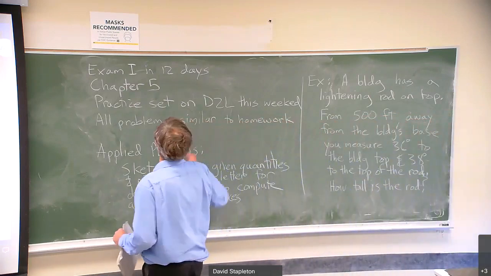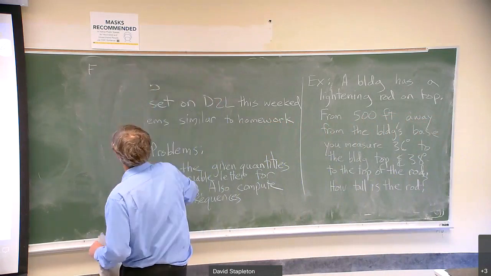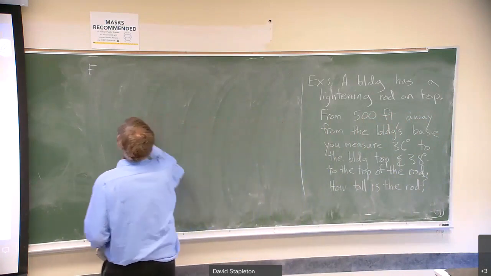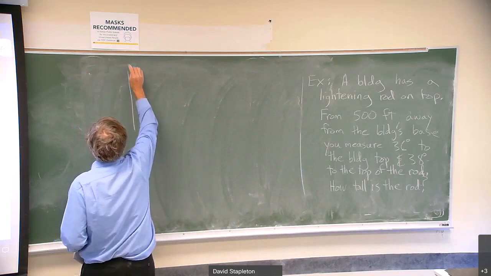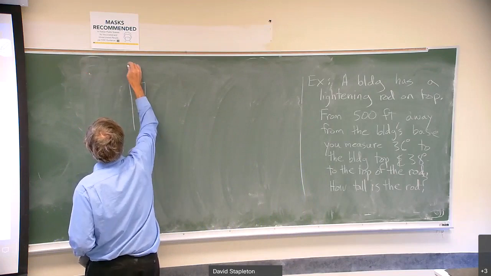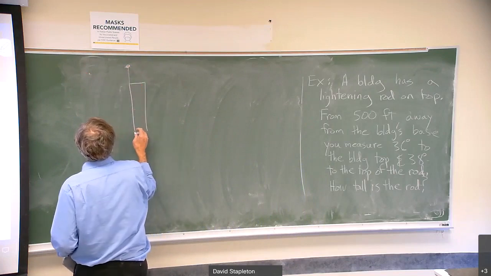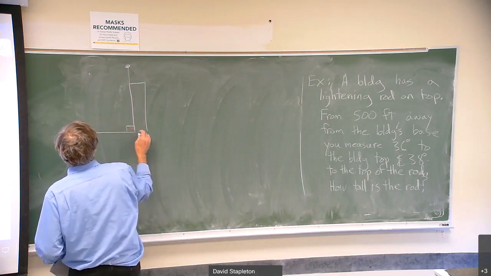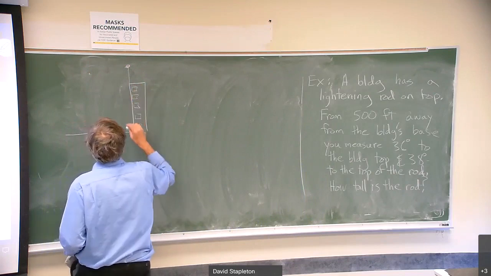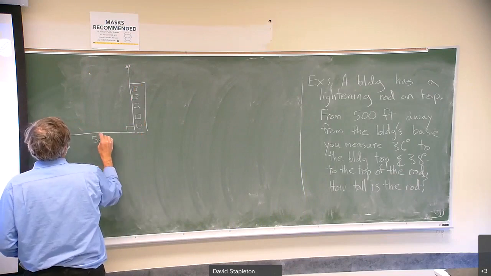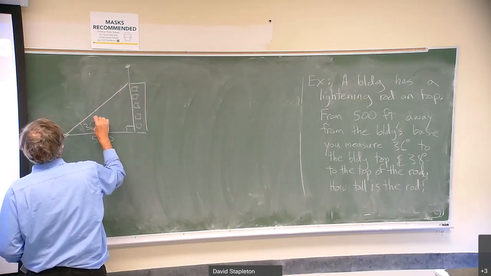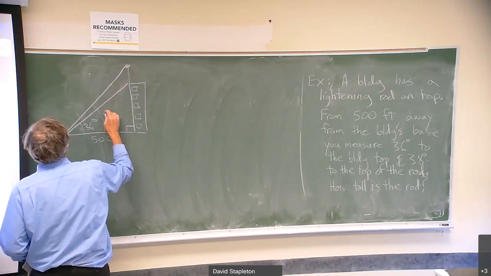On all these problems, unless we say otherwise, we will assume that the ground is horizontal and the building is vertical. So here's the situation, the sketch. I can make a building, and then I can put a lightning rod on the top. And you stand 500 feet away along horizontal ground, so this is a right angle. So here's the building, and you label that 500 feet. Then you measure up here, and you say that's 36 degrees. You measure up here, and that's 38 degrees.